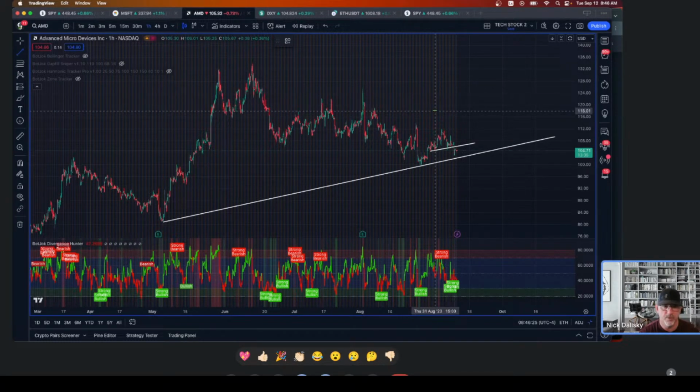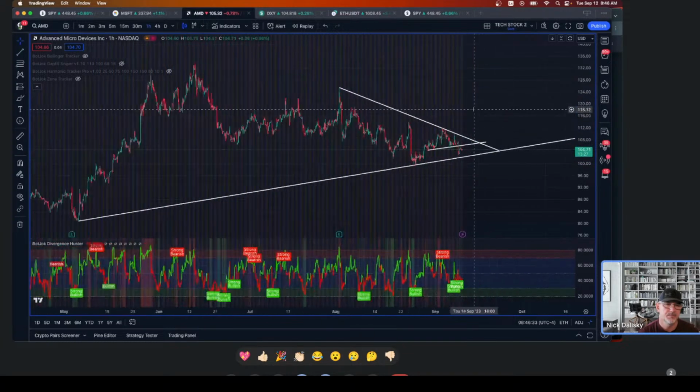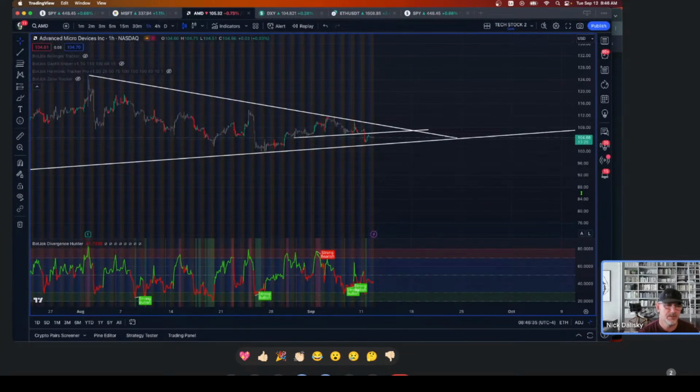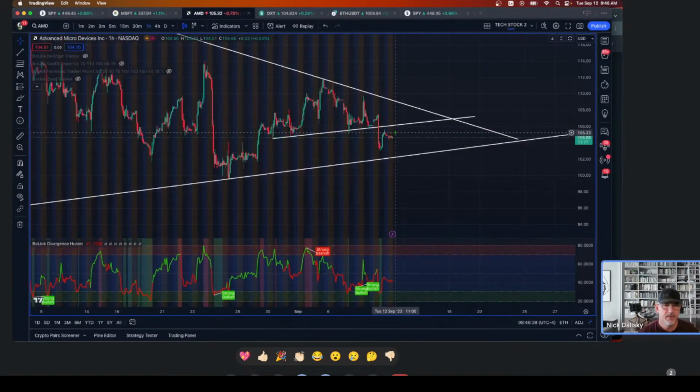So if you want something more localized, you could take this peak and bring it down like this. And you can see that would be kind of your breakout because both these peaks actually hit it. And so you got your neckline here.